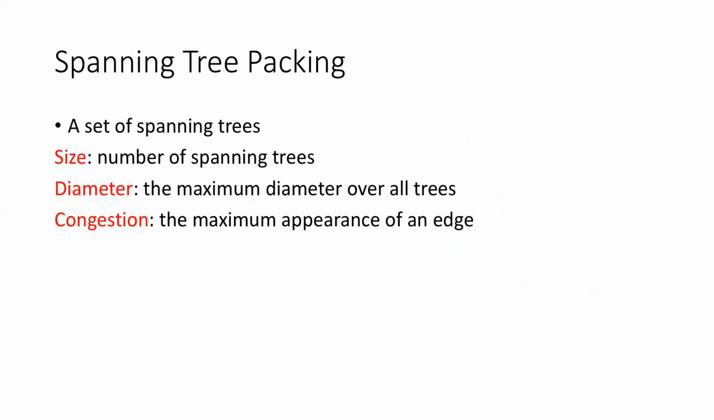And we will be focusing on the following three measures of a tree packing. First, the size of a spanning tree packing is defined to be the number of spanning trees in this set. Second, the diameter of the spanning tree packing is defined to be the maximum diameter of all trees in this set. And third, the congestion of a spanning tree packing is defined to be the maximum appearance of an edge in these trees. Namely, a tree packing has congestion C if an edge in the original graph appears in at most C trees. Clearly, as shown by the motivating example, these three measures are the main factors that determine the round complexity of a problem.